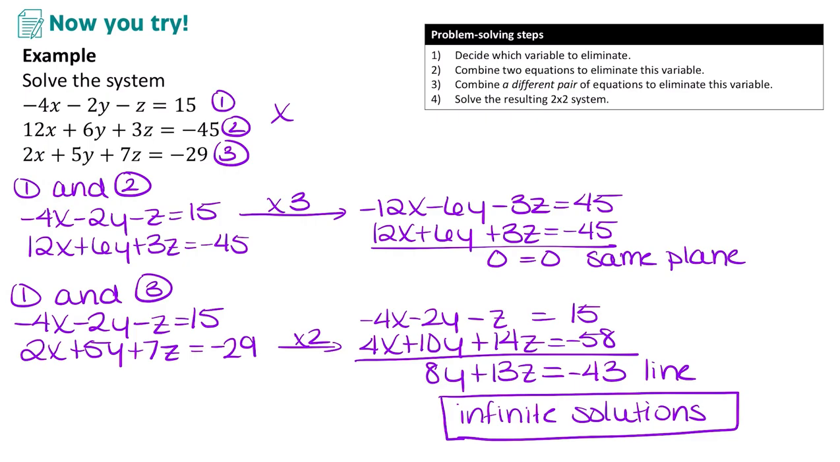And then I combined equations 1 and 3. And when I did that, I got an equation in 2 variables, and I know that represents a line. So every point on the line will be a solution to the system. So I'll have infinite solutions, right? So this is similar to that first example we did, right? Where we have two equations that represent a plane, and then we have a third plane that is going to intersect that at a line. So we'll have infinite solutions.